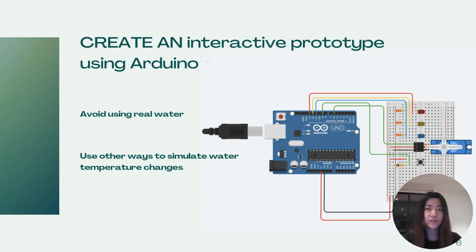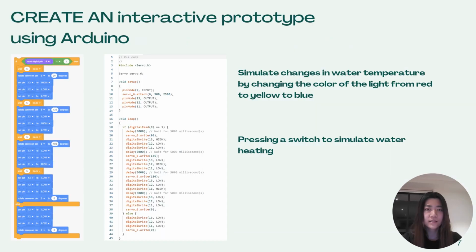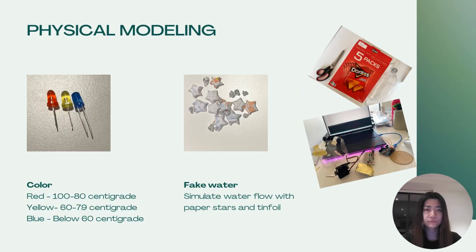Then I use Tinkercad to simulate the interaction first. Because using water in the model is dangerous, I decided to avoid real water, simulating changes in water temperature by changing the color of the light from red to yellow to blue. This is the code of my model.